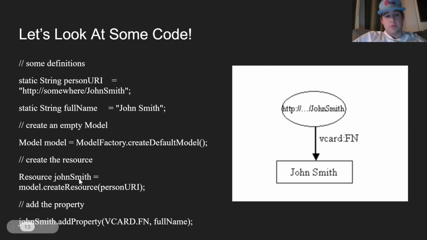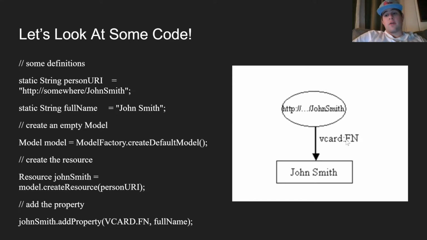Then we create the resource, and again, it's just a simple line of code: Resource johnSmith = model.createResource(personURI). And we add the property, johnSmith.addProperty, and we give it VCARD.FN, and so we label that this is this connection. Again, the vCard is almost like a relationship type. This vCard is going to represent a connection between the resource and the property. So the resource is John Smith. It has the URI, HTTP, absolute path, John Smith.